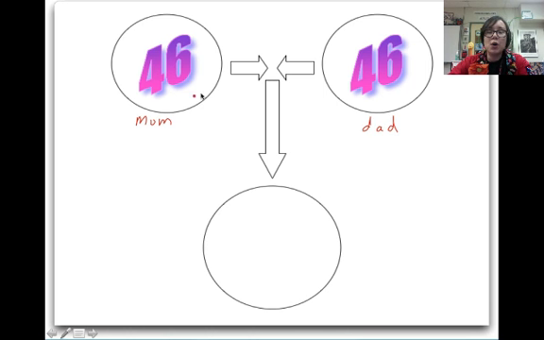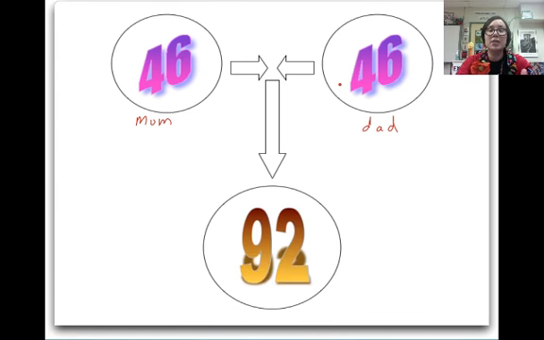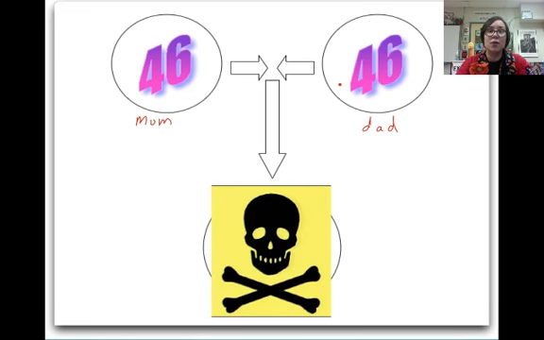If mom and dad both had 46 chromosomes in their cells that they use for sexual reproduction, there would be a problem because inevitably we'd have to add those two numbers together and their baby would be starting off with 92 chromosomes in each cell. Well, that is a bad situation. In fact, it's lethal. Baby would not be able to survive with 92.